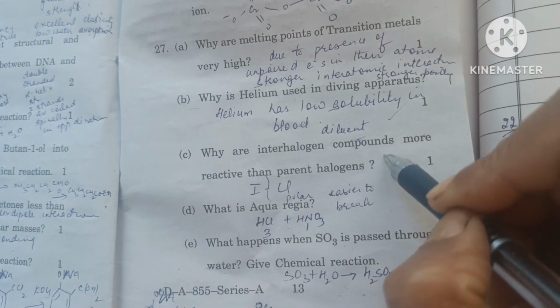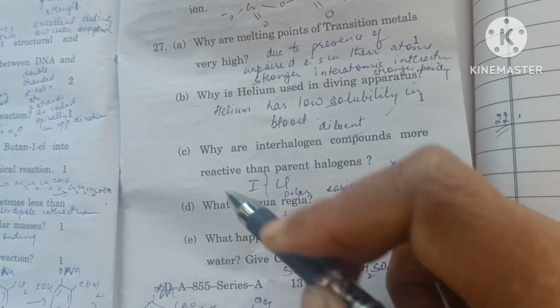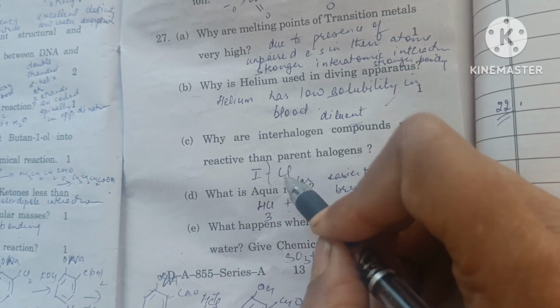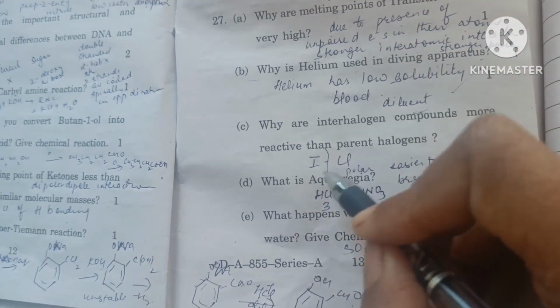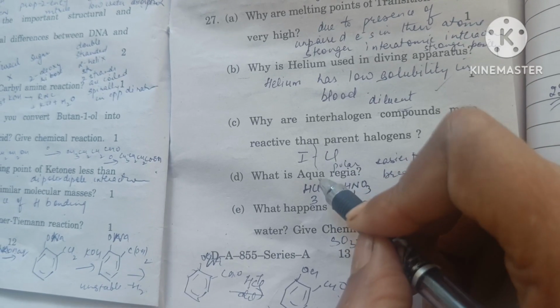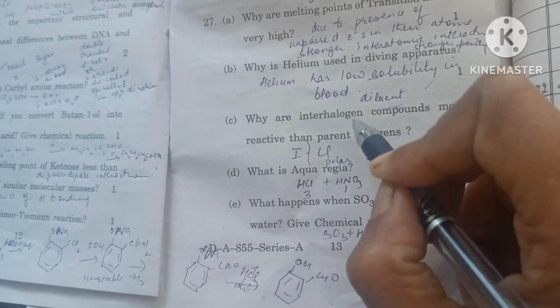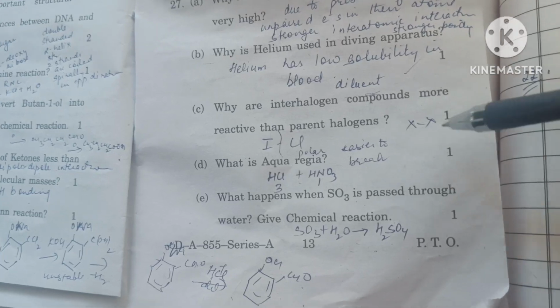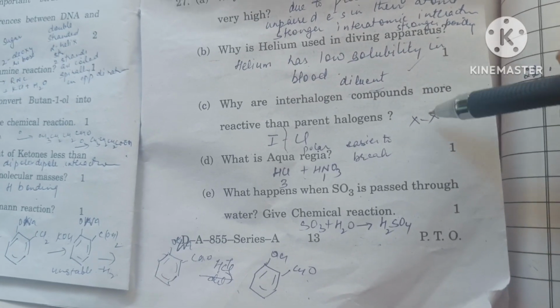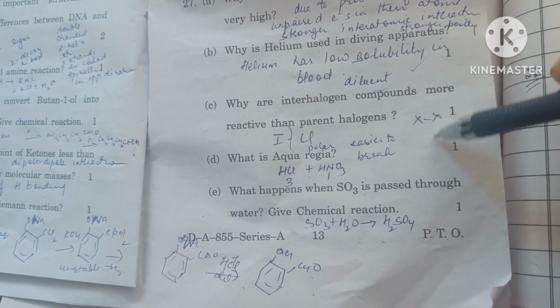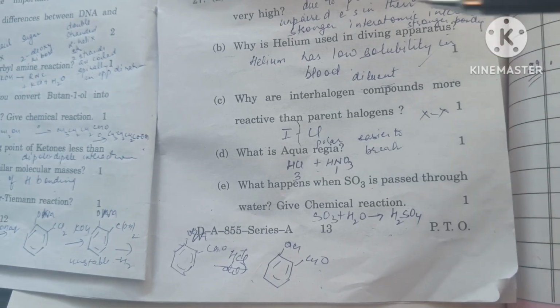Why are interhalogen compounds more reactive than parent halogen? Because they are compounds of halogens of different electronegativities, so bond is polar, can be broken easily, so they are more reactive, whereas in atoms of the same elements the bond is stronger and it's difficult to break it, so it's less reactive.